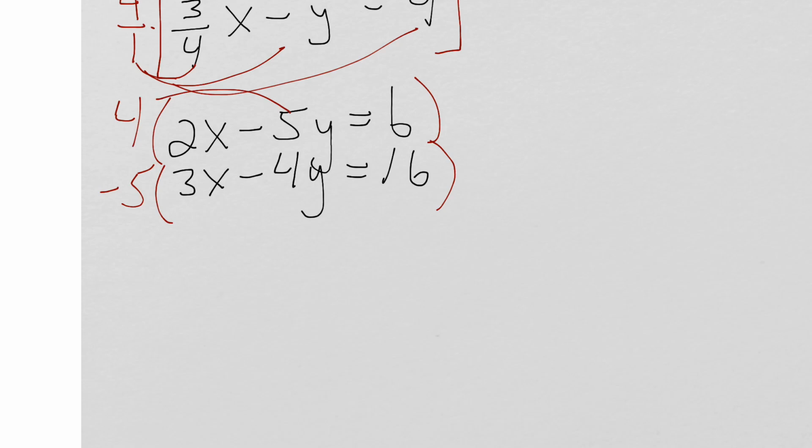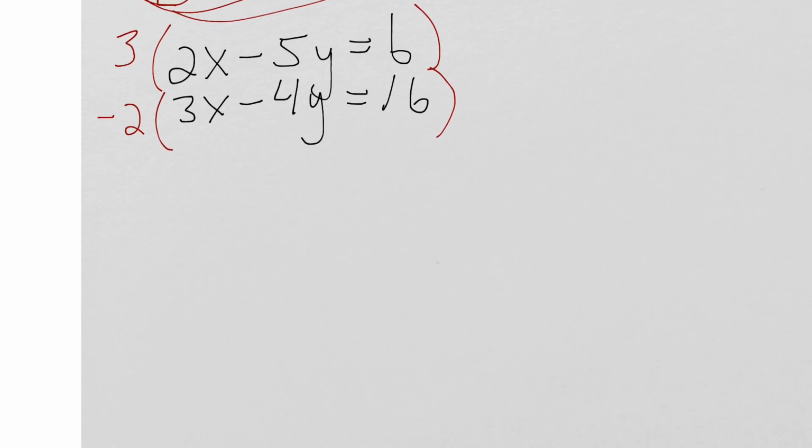Multiplying the 4 times this is going to give me a negative 20y. Multiplying the negative 5 times the negative 4y is going to give me a positive 20y. And again, those would cancel out. So it's really up to you how you want to do that. The way I'm going to do this is I'm going to go ahead and try and get rid of the x's. So I'm going to multiply the top by 3 and the bottom by negative 2.